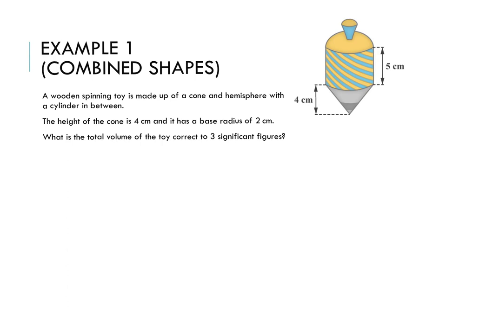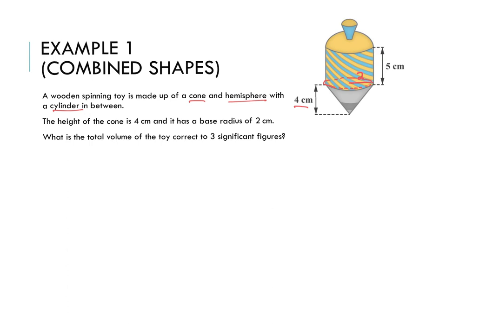First example: a wooden spinning toy is made up of a cone, a hemisphere, and in between you have a cylinder. The height of the cone is 4 centimeters, and the base has a radius of 2. So let me draw that down. So we can imagine this cone has a circle as the base, and the radius is 2. What is the total volume of this toy correct to 3 significant figures?